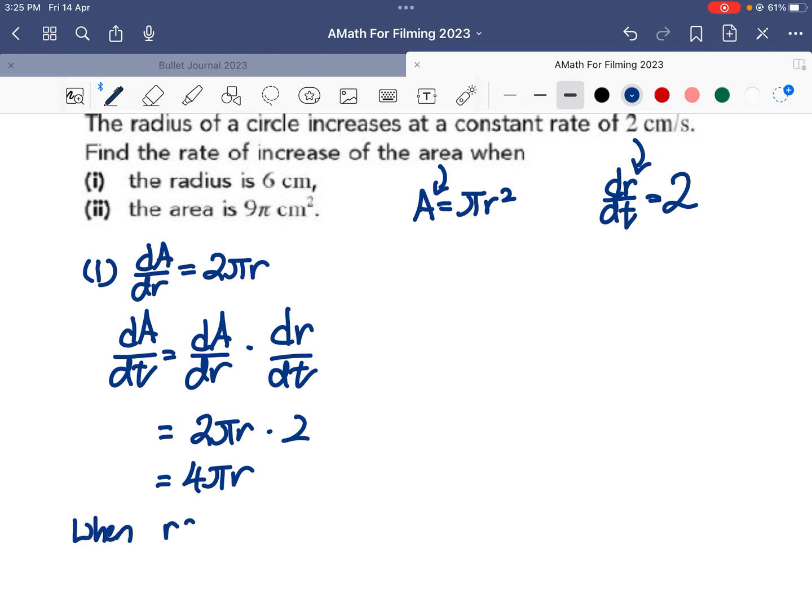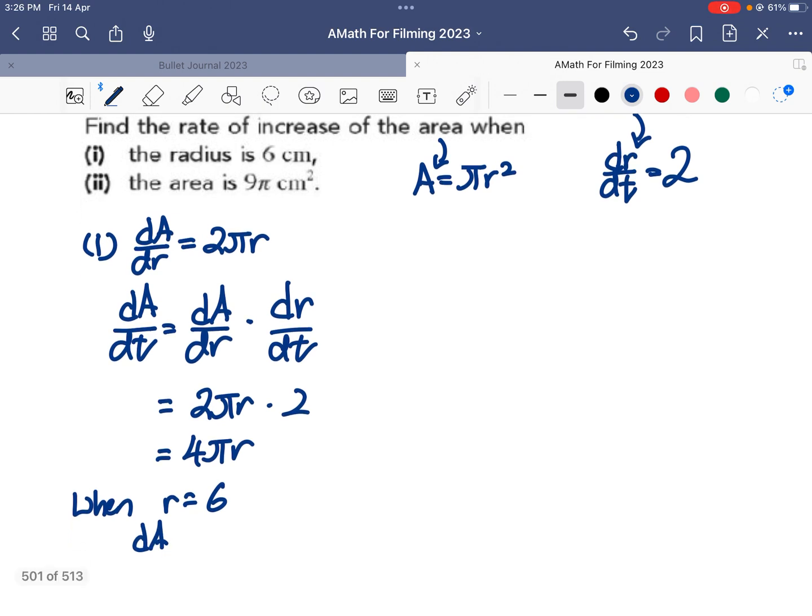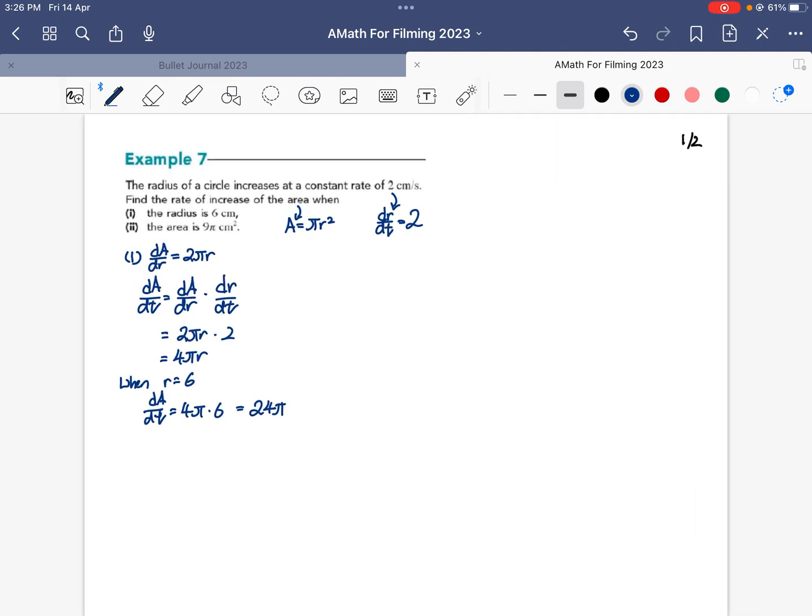They ask you in part 1 when the radius is 6. When radius is 6, very simply, my rate of change of area per unit time is 4 times pi times 6. What I get is 24 pi. It simply means that when the radius is 6 cm, the area is increasing at 24 pi cm squared per second.